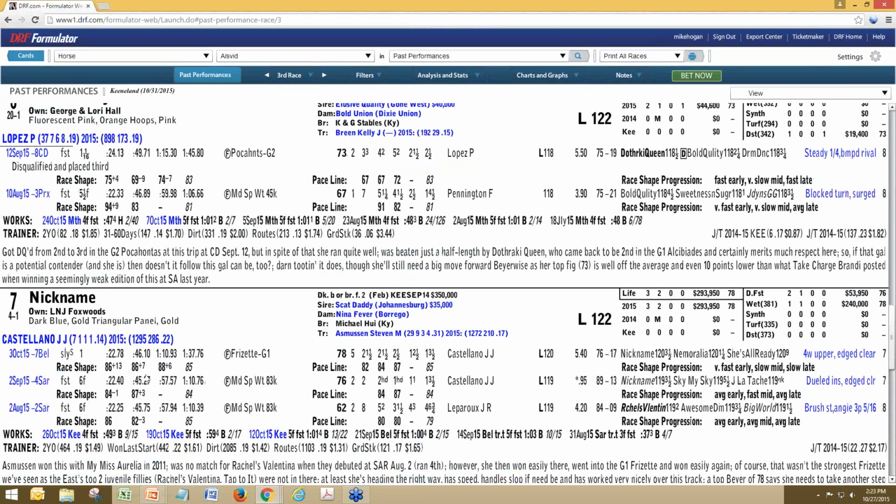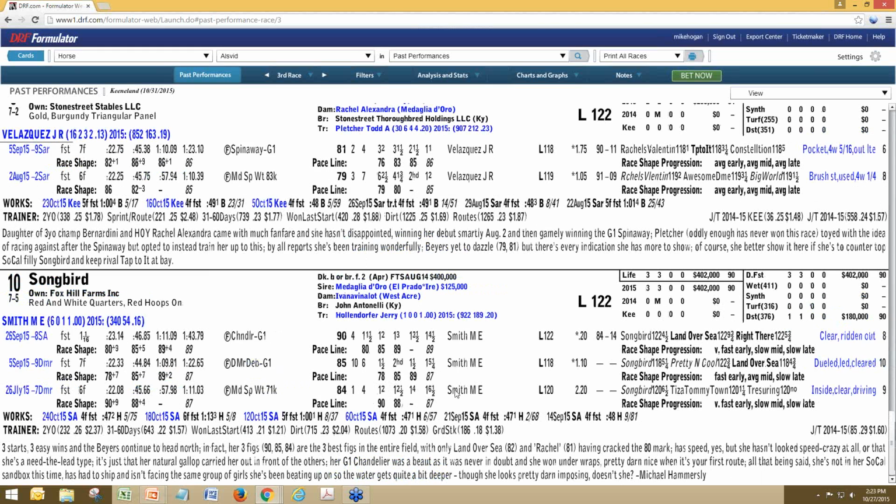But I think if you go back to Songbird's very first start, her maiden special weight at Del Mar going 3/4 of a mile, you get to see what she's capable of running from a speed perspective. And she doesn't necessarily have to be in front, even though she's been in front in all of her races. So I think she's easily the horse to beat, despite the far outside post position, whether she's on the early lead, as I think she probably will be, or whether she has to stalk.